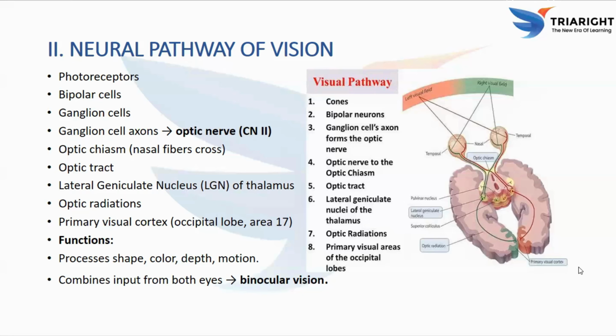And here you can see the picture of the visual pathway. You can find the cones, bipolar neurons, ganglion cells, optic nerve to optic chiasm, optic tract, lateral geniculate nuclei of the thalamus, optic radiations, and the primary visual areas of the occipital lobes.